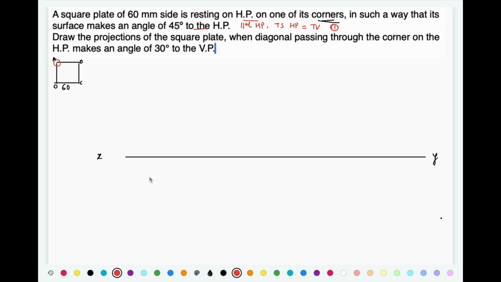In the top view, we are supposed to draw a square, and the resting reference is the corner. It is resting on its corner on HP. So when you are drawing the square, we need to keep the corner at the left. Okay, so let's say this is the square. This is point A, B, C and D. Once you have drawn that view, project all the points for the front view.